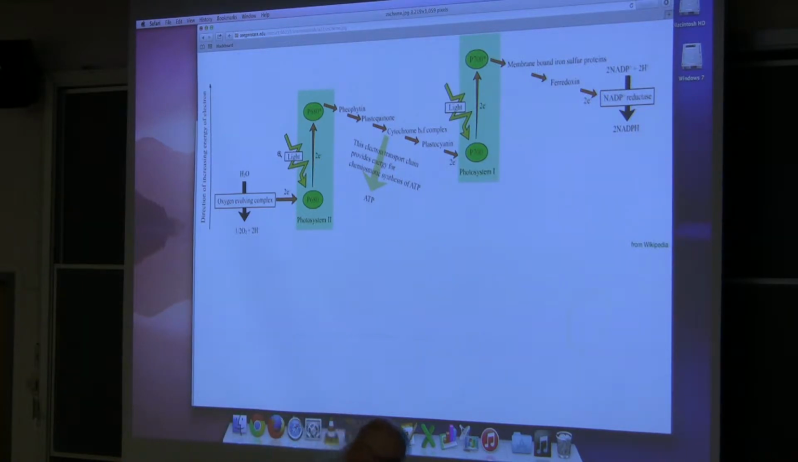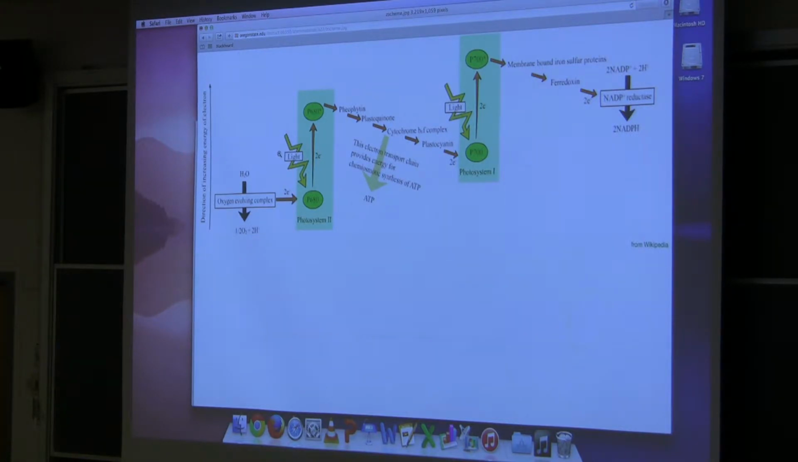Okay? So there are two photosystems, Photosystem I and Photosystem II, and they were numbered before they realized exactly how they were working. But the process starts in Photosystem II. And this process happens with the absorption of a photon of light by a chlorophyll.